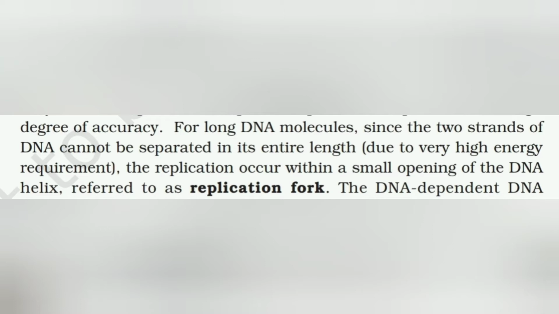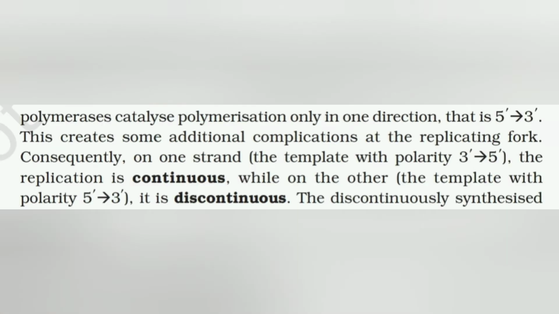See, DNA dependent DNA polymerases can act in both directions. So both the strands of DNA are replicated, but they again and again coil with each other, because they have a helical structure. So to stop this uncoiling, a replication fork-like structure is made.